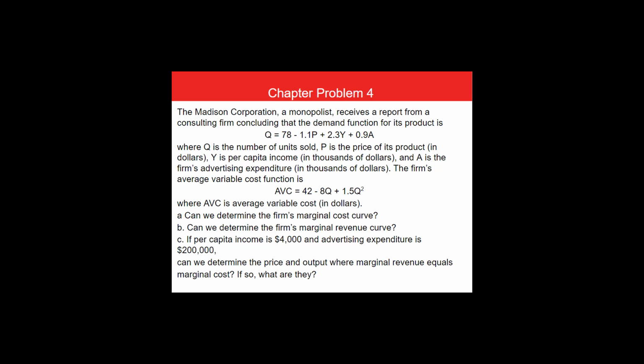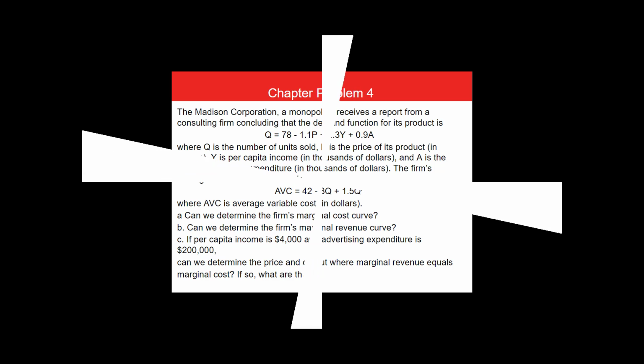Question A and B, can you determine the firm's marginal cost curve and marginal revenue curve? Question C, if the per capita income Y is 4,000, then when you plug it in there, you should include it as 4, because the equation already takes care of the unit as 1,000, right? Same thing for advertising expenditure, 200,000. You plug 200 into the equation. So given this information, can you determine the price and output where marginal revenue equals marginal cost, aka the profit maximizing quantity and price? If so, what are they?